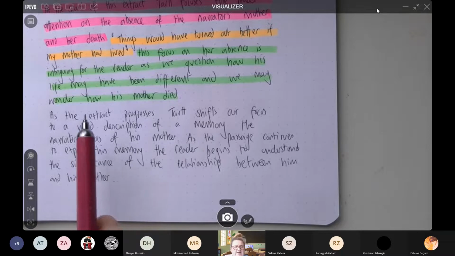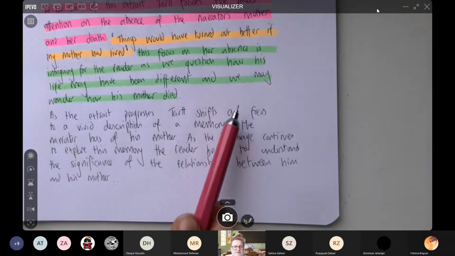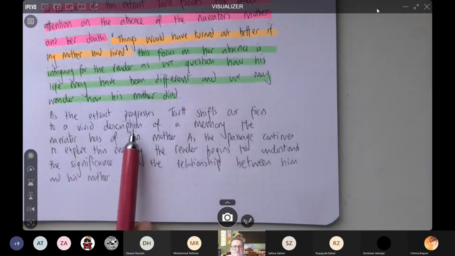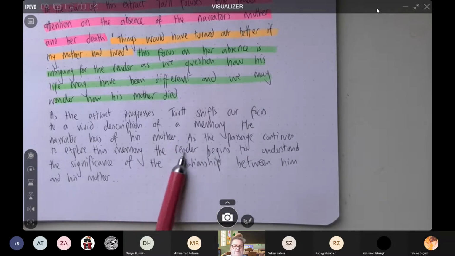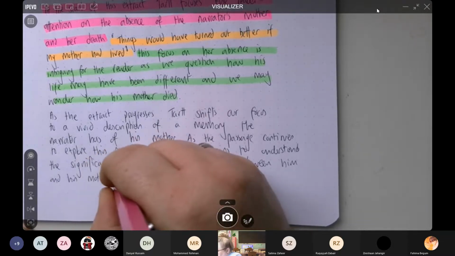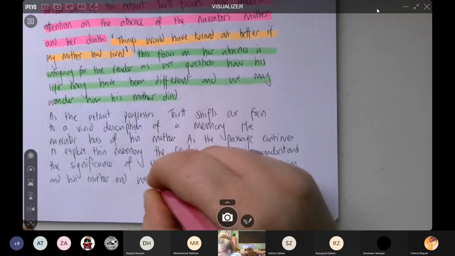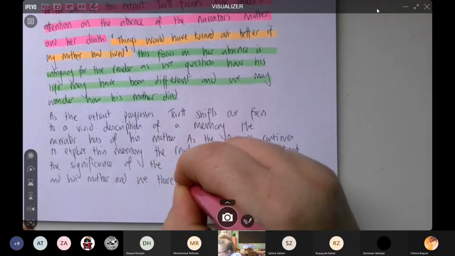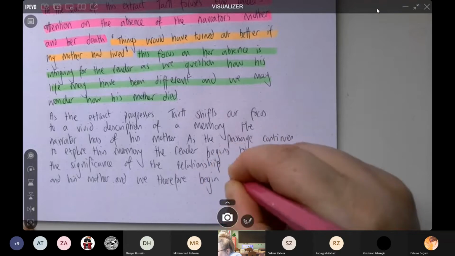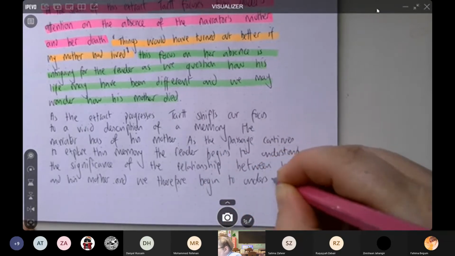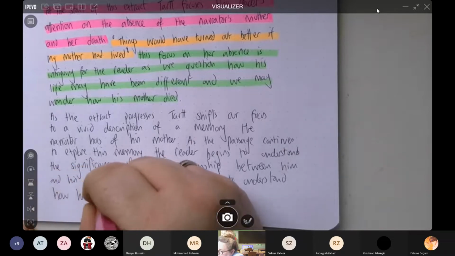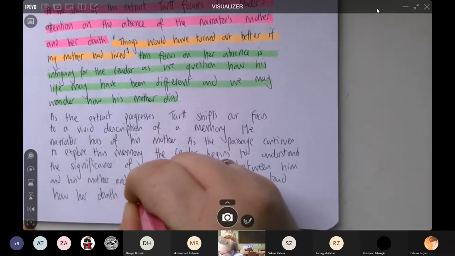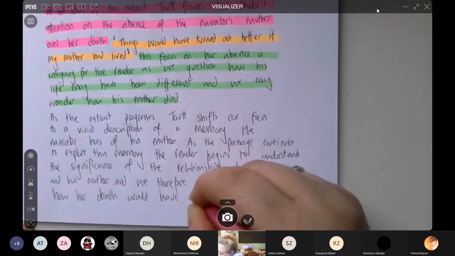Now, we would then obviously go on to continue to explore this. But what we've got here is we've got the what at the extract that shifts our focus to a vivid description of the memory of his narrator, his mother. And we've then got that explanation. To explore the memory, the reader begins to understand the significance of the relationship between him and his mother. And we therefore begin to understand how her death would have affected him.